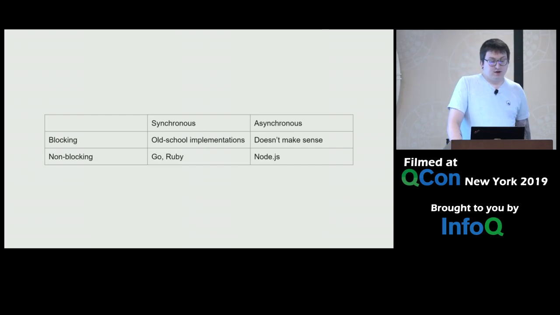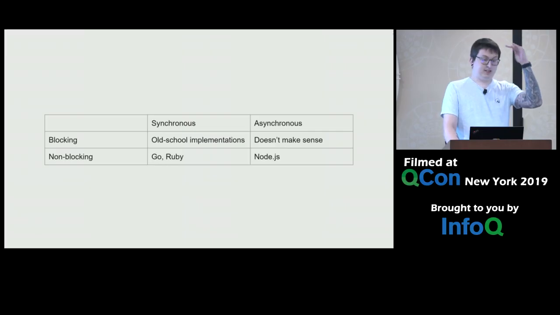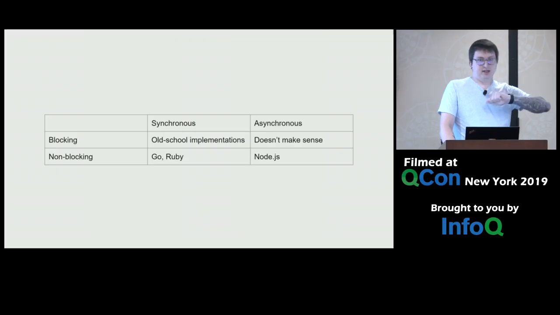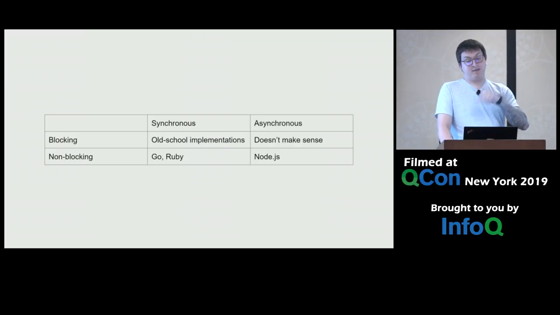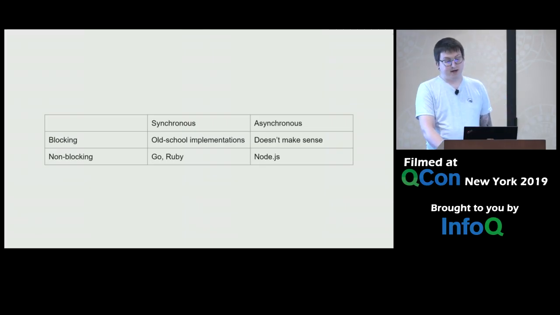And so Go and Ruby today actually offer synchronous non-blocking I/O. What that means is when you write Go code, you're not writing it in a way that looks async. You're writing it in a way that goes step by step by step. But inside the runtime, it actually transparently does non-blocking I/O, and it will pause your program there. Whereas if you look at Node.js, it's asynchronous and non-blocking. So you write all your code in an async manner, but it's also non-blocking.